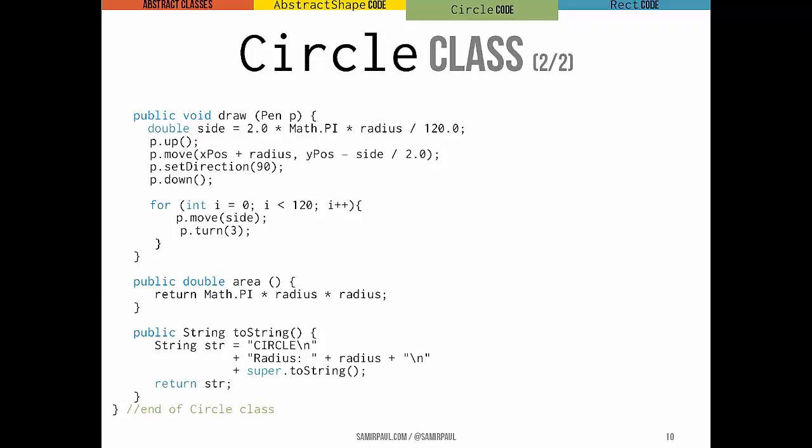and we have the fully overridden toString method. You can see here we actually do call as part of it super.toString, which calls abstract shape's toString as a part of the string we're building here.